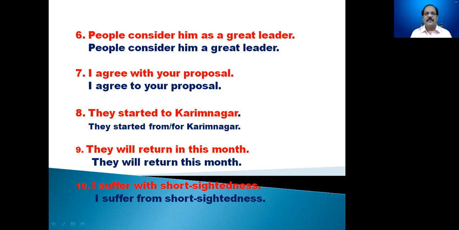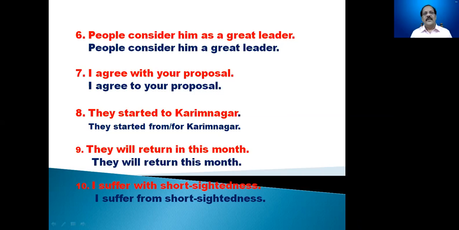I agree with your proposal. I agree to your proposal. Whenever you are using agree with, you can say I agree with you. When you agree with a person, you can say with. When you agree to, it means a thing. I agree to your proposal; your proposal is a thing. So I agree to it. So I agree with your proposal should not be there. I agree with you, you can say.